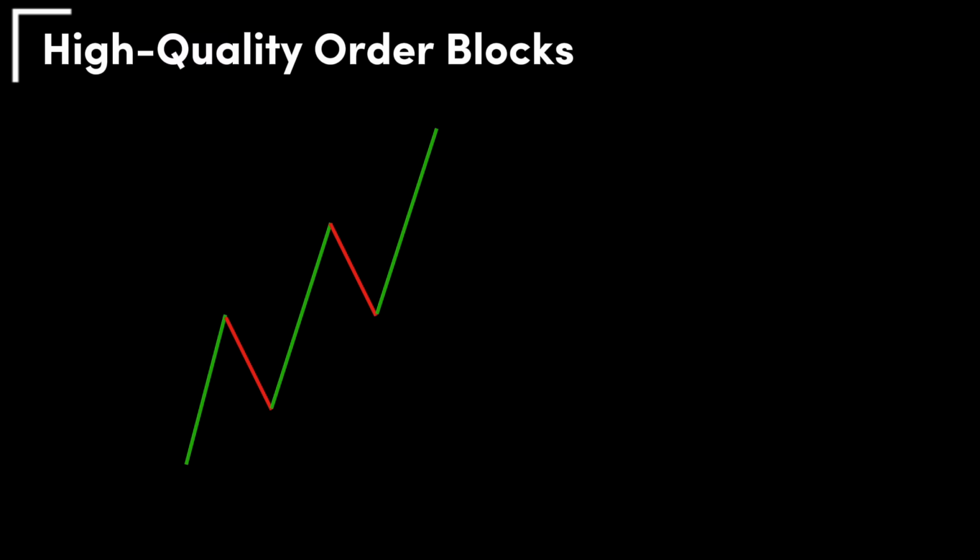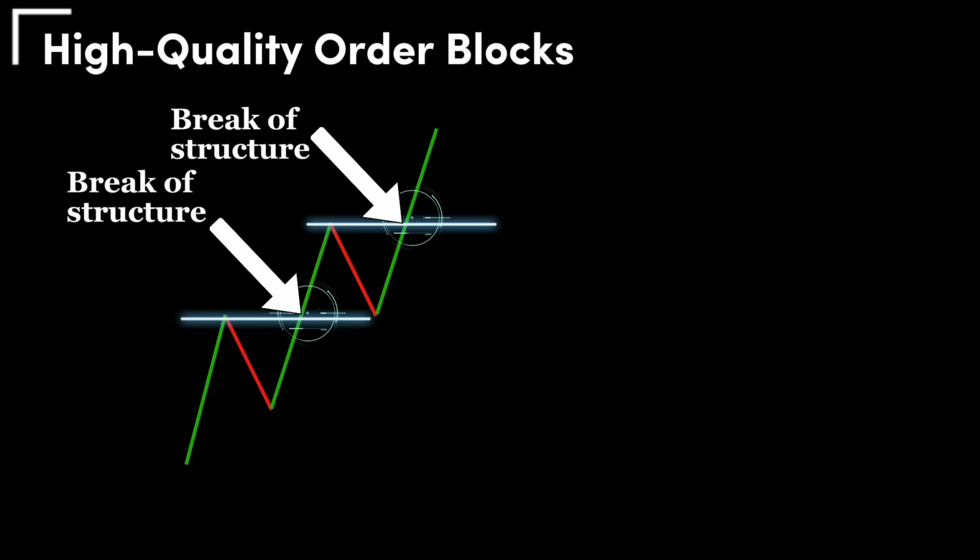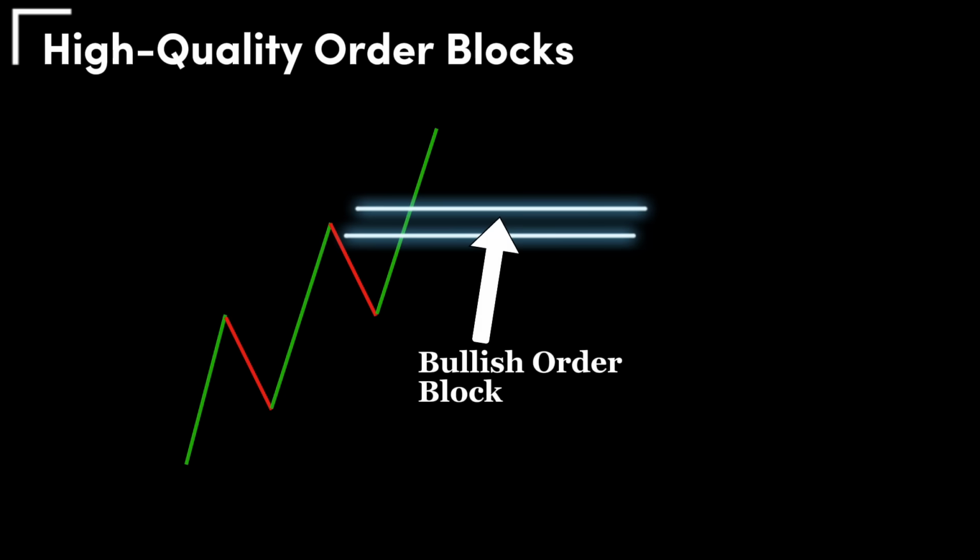So, what makes an order block high quality and worth trading? The answer can be found in its alignment with market structure. In a strong uptrend, price moves by forming a series of higher highs and higher lows. Every time price breaks structure to the upside, it confirms that buyers are still in control and the trend is intact. Along this path, the bullish order blocks that form act as reliable reference points.